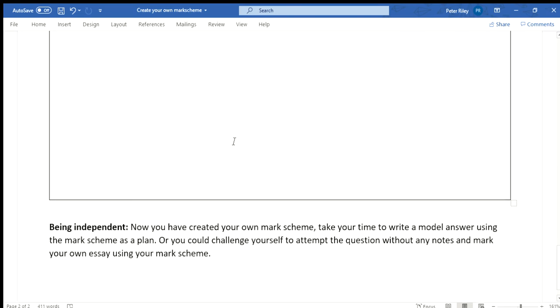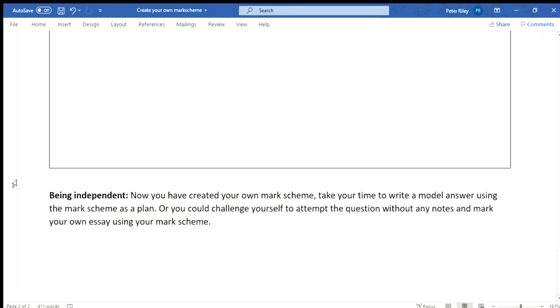Just write in bullet point format. You can use your notes, and then this is optional. The final activity is completely optional, being independent. Once you've created your own mark scheme, it's a really good idea to then use that mark scheme to create a model answer. I'm not asking you to submit these for marking and assessment. This is completely independent. Or, which is a little more challenging, attempt the question using no notes and then use your own mark scheme to self-assess and identify where you have scored marks or where you haven't scored marks.